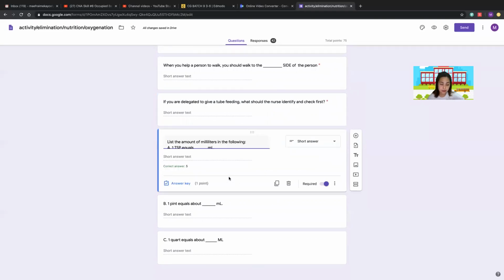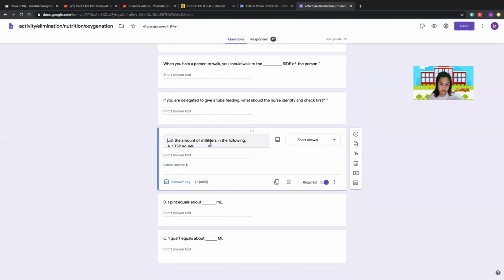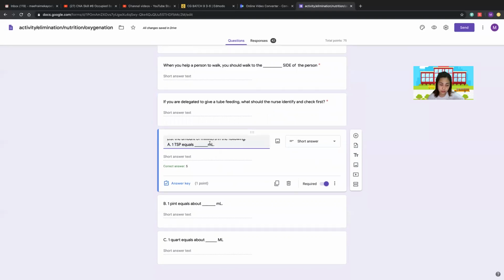Then, list the amount of ml in the following. As I've told you, you should memorize this one. 1 teaspoon equals 5 ml. Those who put 5 ml is incorrect because you already have ml here. Why do you need to put ml, still ml? So it will be only 5. Then 1 pint equals about 500 ml, and 1 quart equals about 1000 ml.